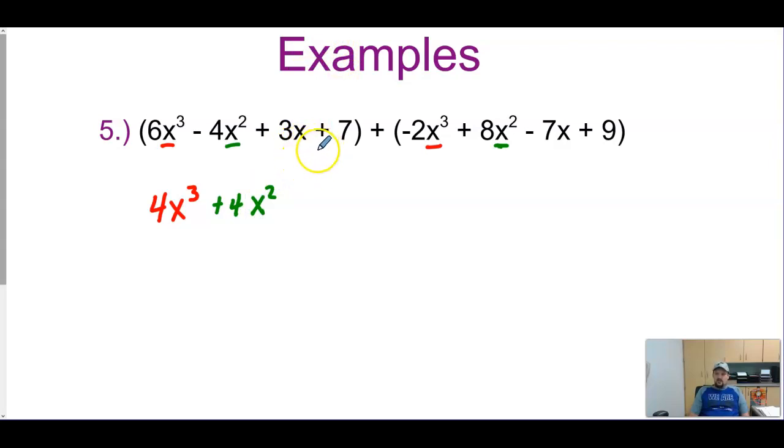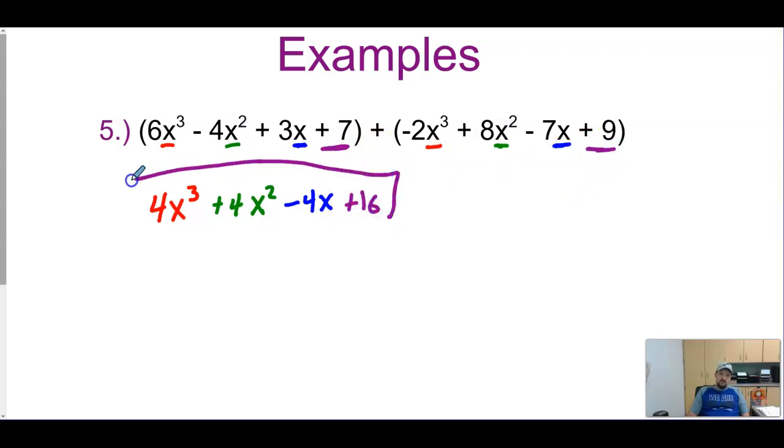Okay, next, do I have any x to the first powers? I have one right here, and one right here. So we're going to do positive 3 plus negative 7, which is a negative 4x. And then do I have any constants? A constant is just a number without any variable. I have a positive 7 and a positive 9. Add those together and I get plus 16. And there is my final answer. There I combined my like terms and I added 2 polynomials to get one polynomial.